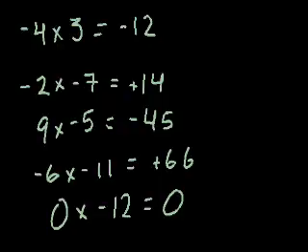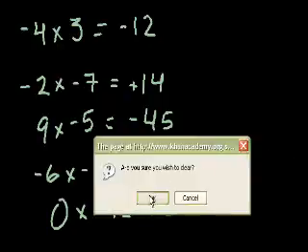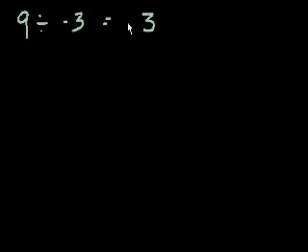So let's see if we can apply these same rules to division. It actually turns out the same rules apply. If I have 9 divided by negative 3, well, first we say, what's 9 divided by 3? Well, that's 3. And they have different signs, positive 9, negative 3. So different signs means a negative. 9 divided by negative 3 is equal to negative 3.